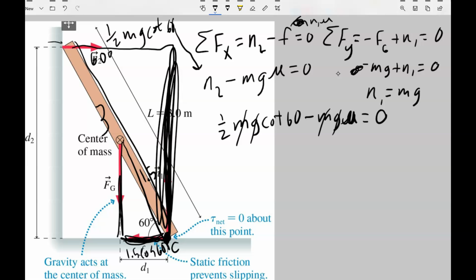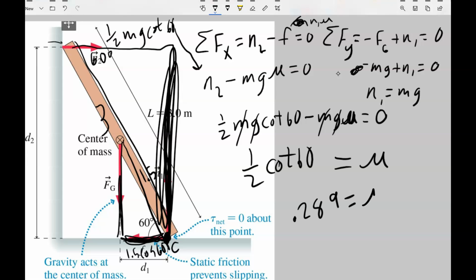So that just leaves us with, I just moved the mu over. And so I got mu equals 1/2 cotan 60. That is crazy, isn't it? Pretty amazing. Let me see if I can get that as a number here. 0.5 times 1 over tan 60. 0.289. 0.289 should be the answer for mu.